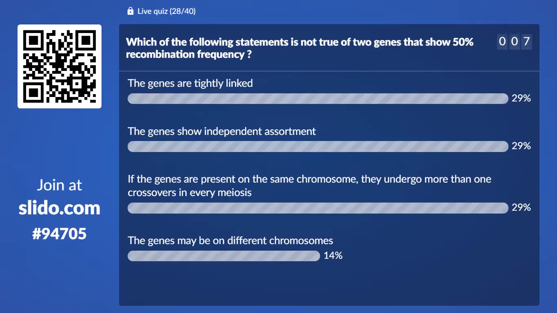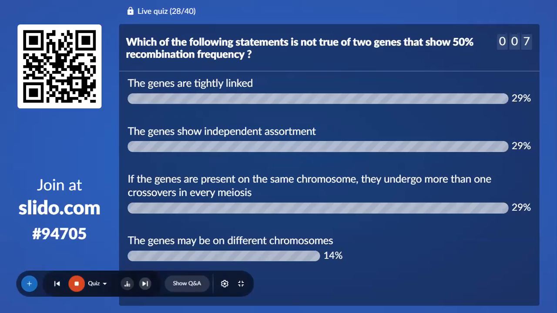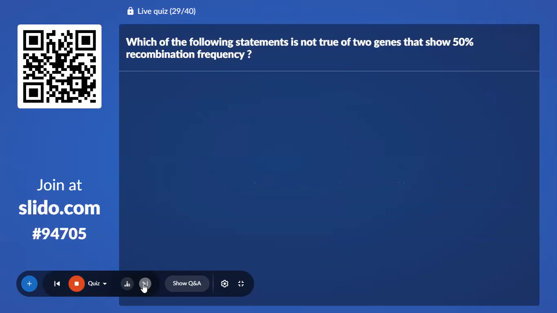Oh, what is this? 29, 29, 29, 14. If it also comes under 29, very good. The correct answer for the question is option A, only 29 percent. Which of the following statements is not true of two genes that show 50 percent recombination frequency? The answer is the genes are tightly linked. We have the next question, question 29 on the screen.